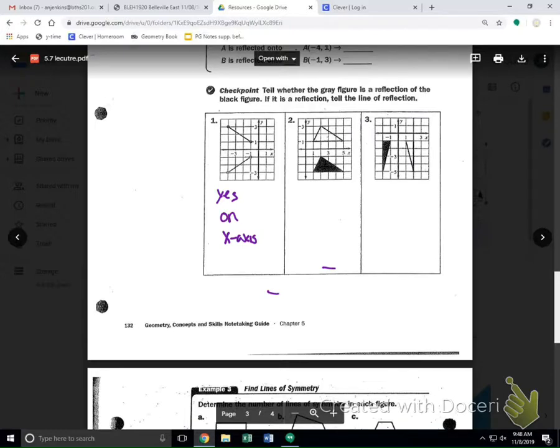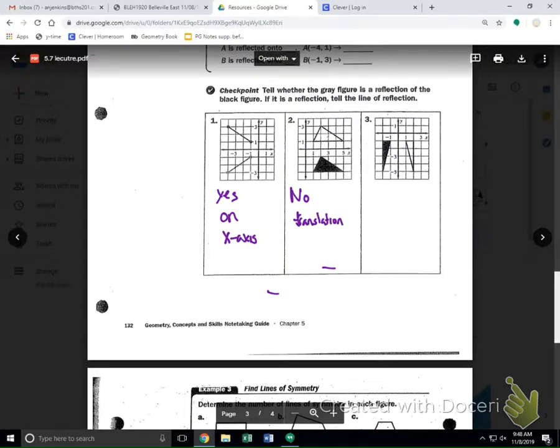Our second one up, if this was going to be a reflection, is it going to be X or Y? X. So is it a reflection? If you fold it directly over, will it be on top of the other one? No. So what do we call this one? Slide. Yeah, it's a slide, it's a translation. Wait, does it matter which one you use when you say?